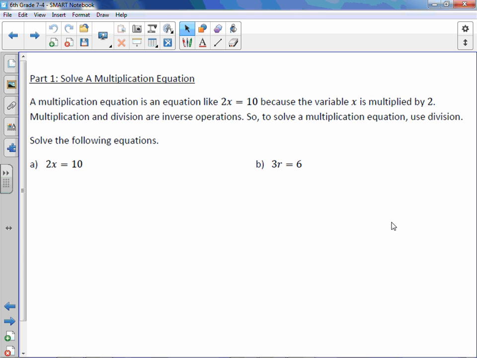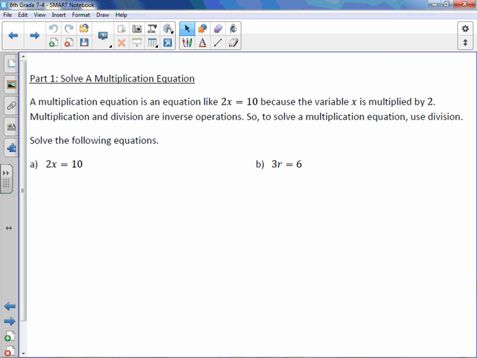A multiplication equation is an equation like 2 times x equals 10, because the variable x is multiplied by 2. Multiplication and division are inverse operations, so to solve a multiplication equation, use division.